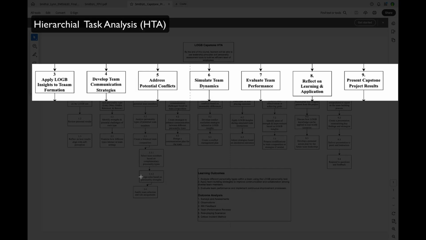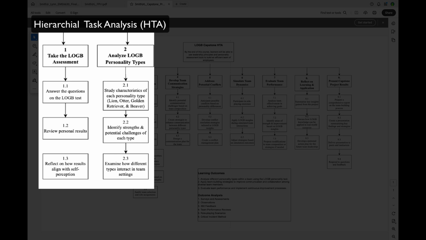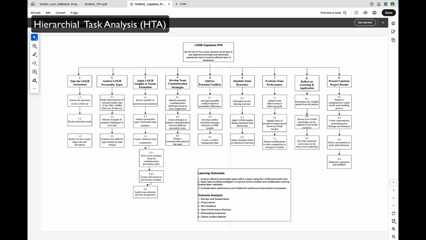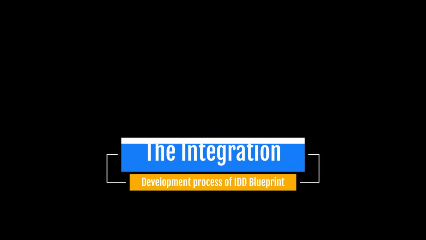The HTA structure reflects cognitive development principles, with initial tasks concentrating on understanding and subsequent tasks focusing on application and creation. For example, the sequence starts with foundational tasks like take the LOGB personality test and analyze LOGB personality types. This ordering guarantees that learners have acquired essential knowledge before tackling more advanced applications, preventing cognitive overload and promoting deeper learning. The integration development process guiding the IDD blueprint.